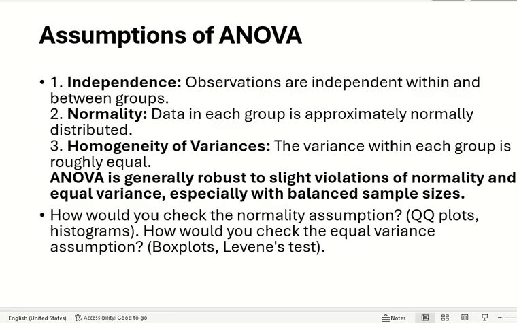How can you check the normal distribution? You can plot it. You already saw the histogram, right? And QQ plots basically tell you the distribution, like the bell shape, how much percentage in each, the central limit theorem I told you. The QQ plots can tell you about that. And how would you check the equal variance? You can do the box plot, which you already did, and you can do Levene's test as well. It's a test, not a plot.